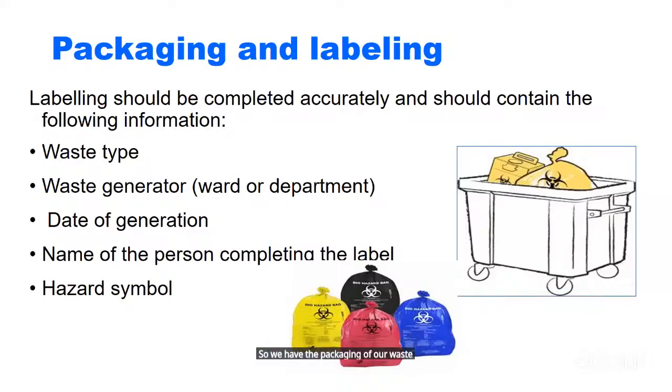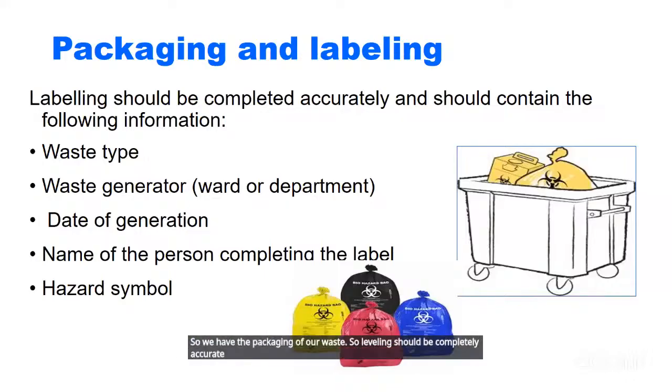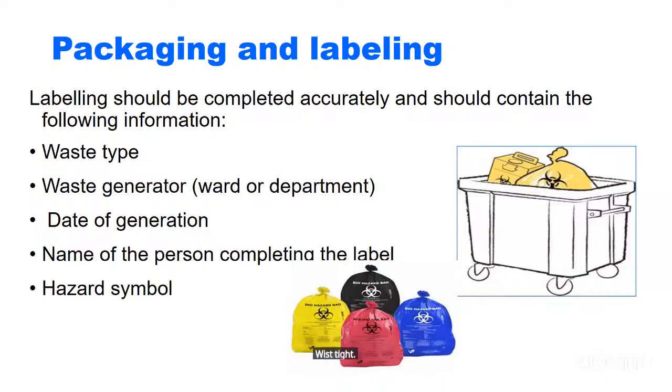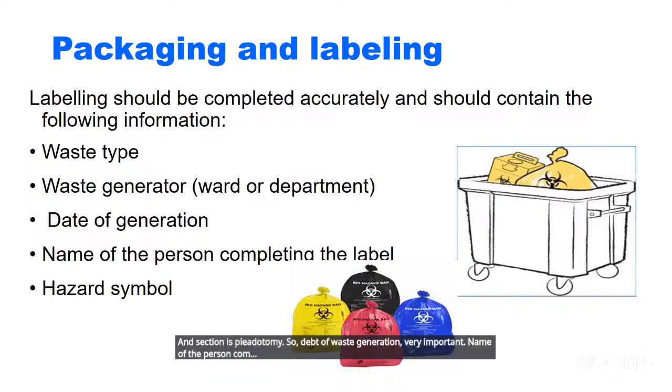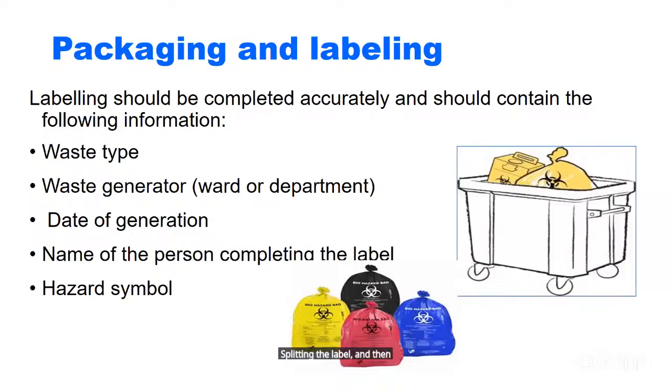So labeling should be completely accurate and should contain the following: waste type, waste generator, ward or department. Meaning if I'm working at the phlebotomy, I'll be the waste generator and my department will be laboratory and section is phlebotomy. Then the date of waste generation, very important. Name of the person completing the label and the hazardous sample. And I want to see, you see the way those wastes are labeled.